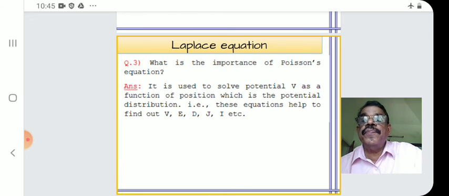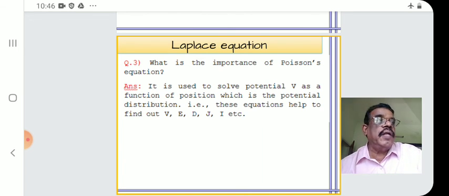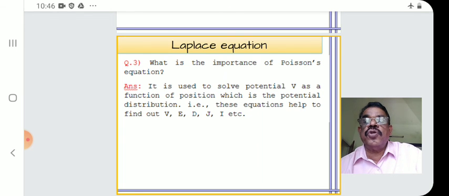With this, our lecture on the Poisson equation and Laplace equation is over. In the next class we come with another topic. Thank you very much.